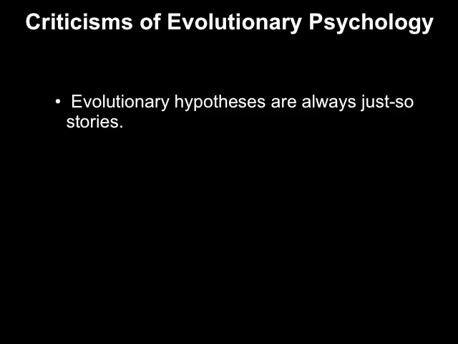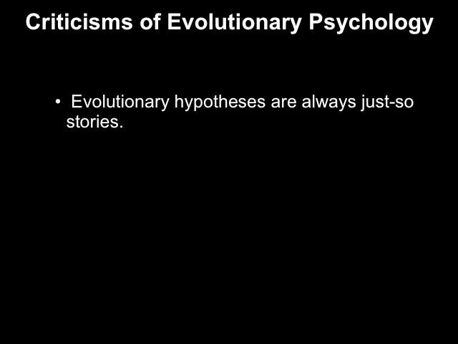So, evolutionary hypotheses are always just so stories. This is one of the criticisms that I really don't think is true. A just so story is a story that you make up after you've heard about a behavior. You think, what do people do? People tend to be jealous when their partner cheats on them. And so I'm going to say that, well, I know that behavior is there, and I'm going to make up a story that explains why that behavior was adaptive for reproductive success: that people who weren't jealous in the past, their partners would just leave them and they didn't care, and then they'd have lower reproductive success.